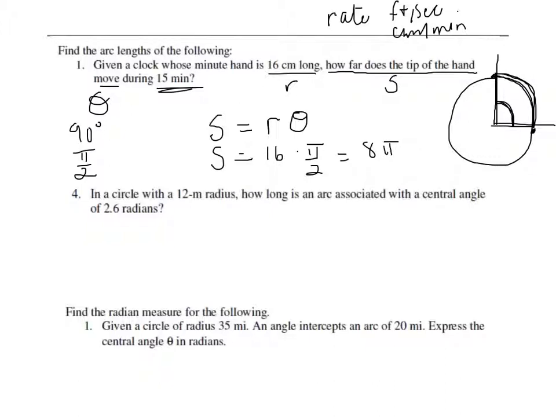Now, 8 pi is how far? How far is what we want to know. Do you know how far 8 pi is? I don't. So this is at the point where you would convert it from an exact answer, this is exact, to an approximate in decimal. And the approximate in decimal is 8 times 3.14, which is approximately, and this is in centimeters. So that's how far it travels.